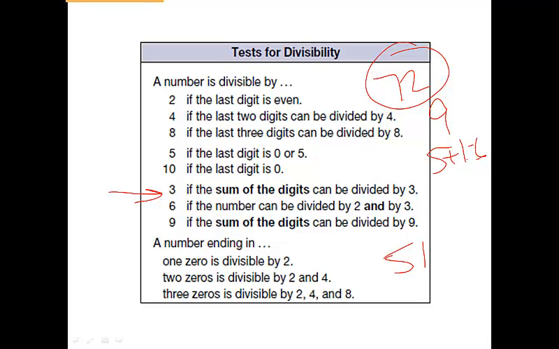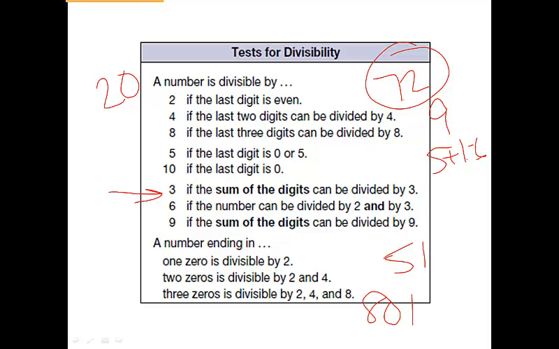So 2 works if the last digit is an even number, like a 0, a 2, a 4, an 8. 4 works if the last 2 digits can be divided by 4. So if the last 2 digits were 20, can 20 be divided by 4? Yes, so you know that 4 is a factor. 8 works if the last 3 digits can be divided by 8. So 801, can that be divided by 8? It can't. So 801 is not divisible by 8.